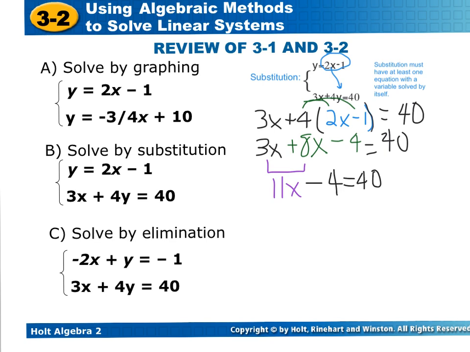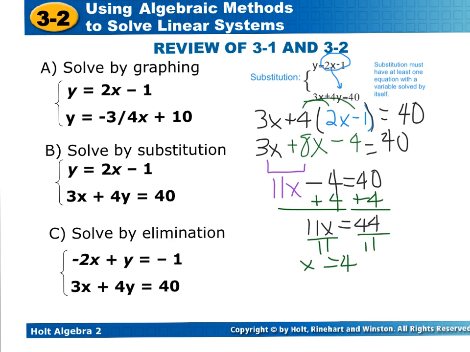And from here, we're just solving our equation. So add 4 to both sides. This gives me 11x equals 44. And of course, now we divide by 11 on both sides to get x is equal to 4.